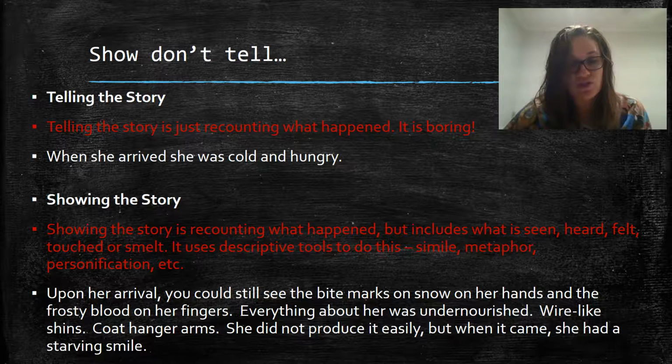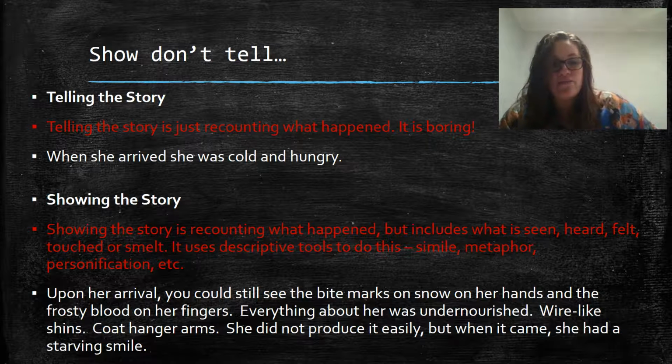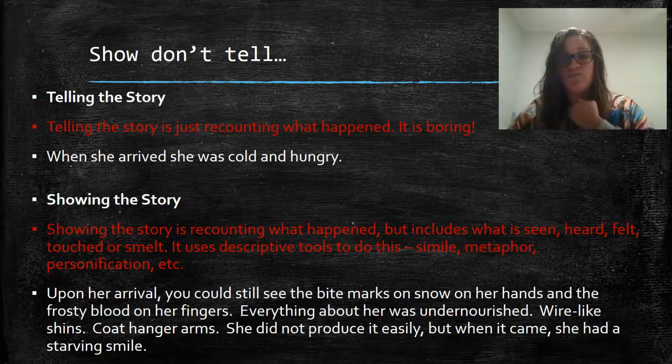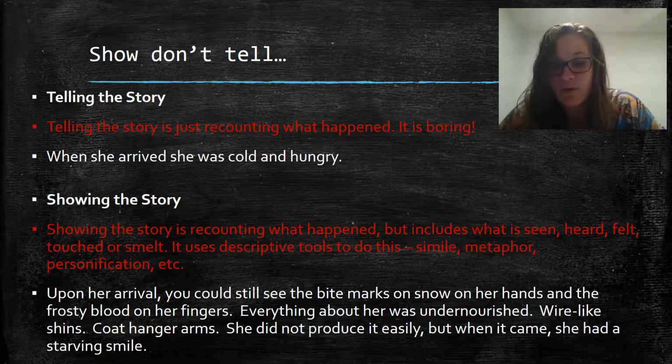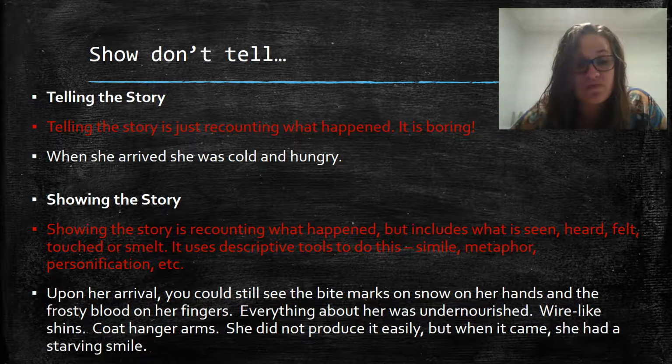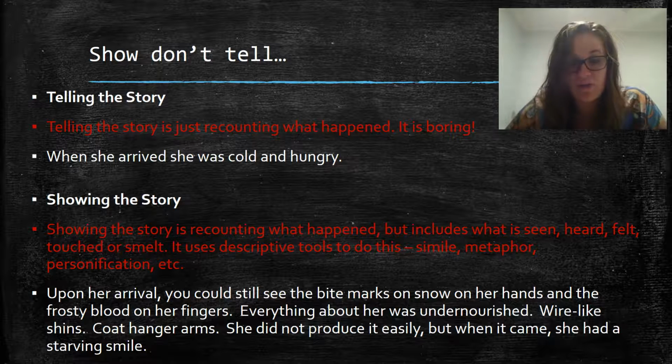So instead of when she arrived, she was cold and hungry, this shows a lot more detail. Upon her arrival, so there, that's recounting what happened. You could still see the bite marks of snow on her hands and the frosty blood on her fingers. Everything about her was undernourished, wire-like shins, coat-hanger arms. She did not produce it easily, but when it came, she had a starving smile. So that really gives insight into what this character looks like, and a little bit of a hint at her personality almost. So if we ever say show, don't tell, we're talking about using those descriptive language devices that'll really give us insight into the senses, what can be seen, heard, felt, touched, or smelt.